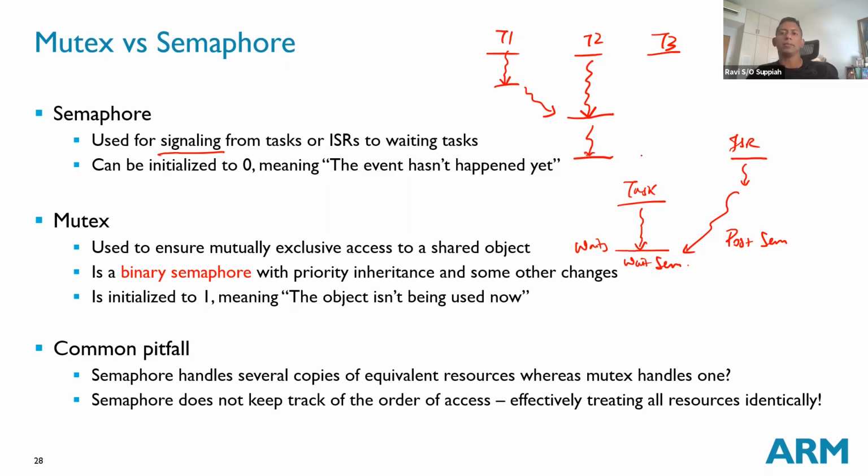Then it waits again, maybe for task 3 to finish something. So when task 3 finishes something, it posts another semaphore. Then it can carry on. All right. So this is a mechanism that can actually be used to provide some synchronization between tasks.